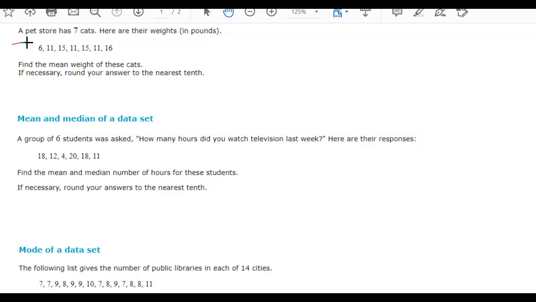With a mode, you could have one mode, you could have no mode, or you could have more than one, and we'll address that when we get to one of those problems. Okay. So for this problem here, they just want to know what the mean is.